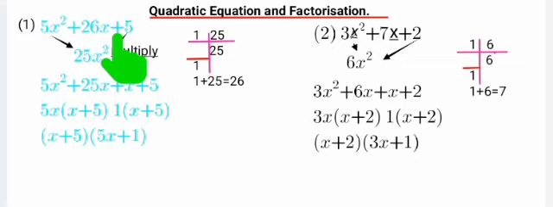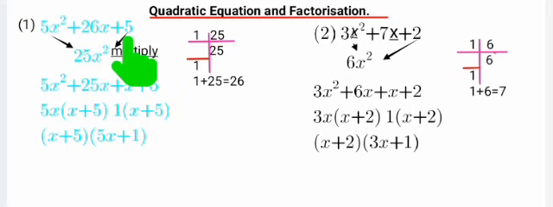And to solve a quadratic equation, there are 3 techniques you can use. But in this video, we're going to be talking about factorization especially. So for our first example, we have 5s squared plus 26s plus 5.